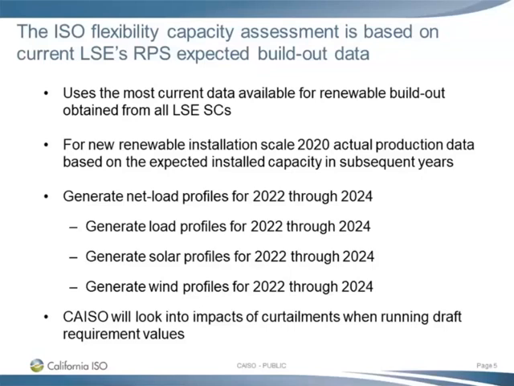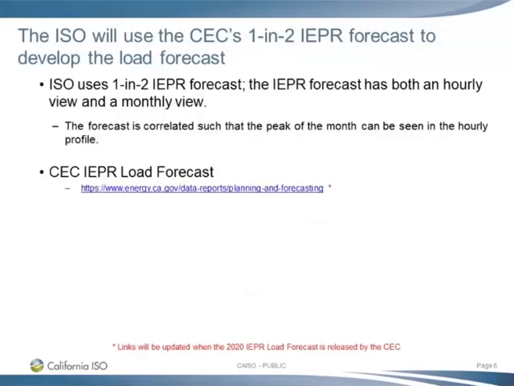So on slide 6, the ISO starts off by looking at the CEC's 1 and 2 IEPR forecast, and that link, we won't be updating that link because I think we may be getting the CEC's IEPR forecast either today, tomorrow, or by Friday. I think that's what I'm hearing from the latest. So with that, can you move on to slide 7?